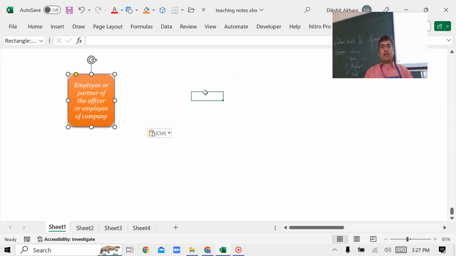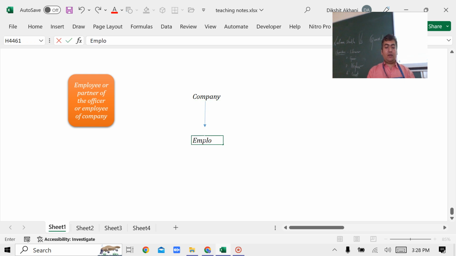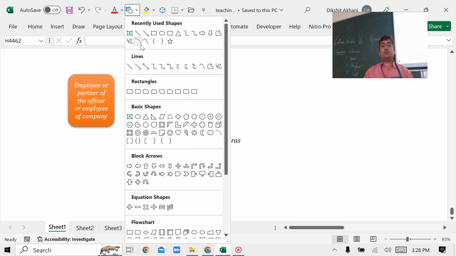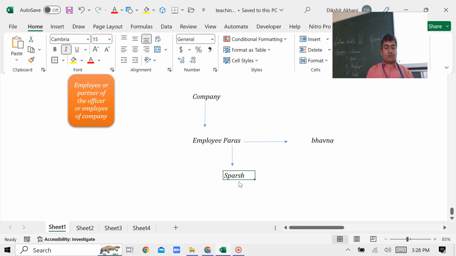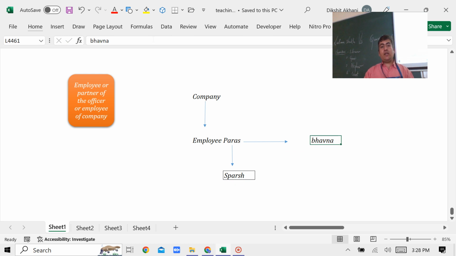So assume there is a company. Company has some employees. Let's say here one employee is Paras, but Paras has one partner. Are you getting me? Paras has one partner. Let's say the partner's name is Bhavna. And Paras also has one employee. Look at the level of things, guys. Paras has a partner, Paras has an employee. The employee's name is Sparsh. Assume. And in exam there is a question that can Sparsh or Bhavna be appointed as the auditor of the company? Ye sawal rahega.